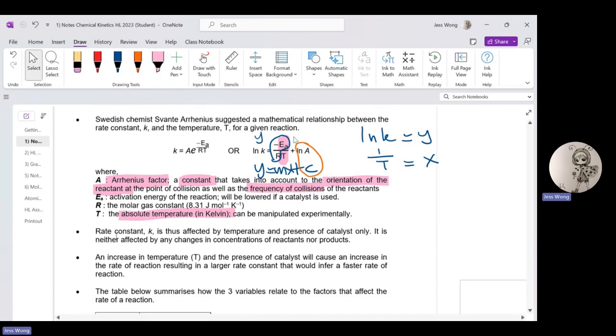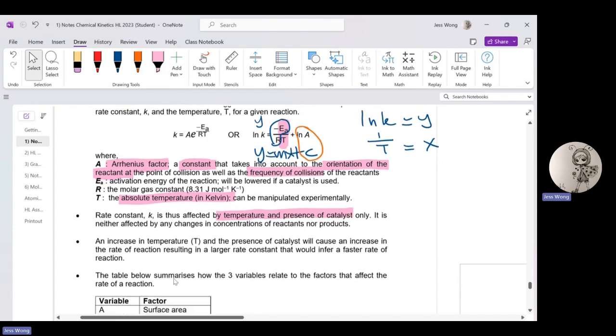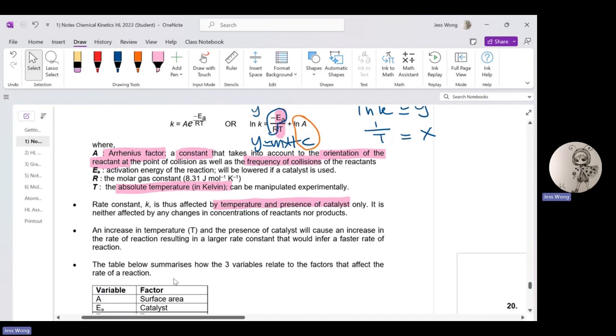So the rate constant, from this expression, we can see is only affected by temperature and catalyst. So if you have changes in concentrations or pressure, it should have no effect. From the expression, we can also see that a larger temperature will result in a larger rate constant, and the presence of a catalyst will also result in a larger rate constant.